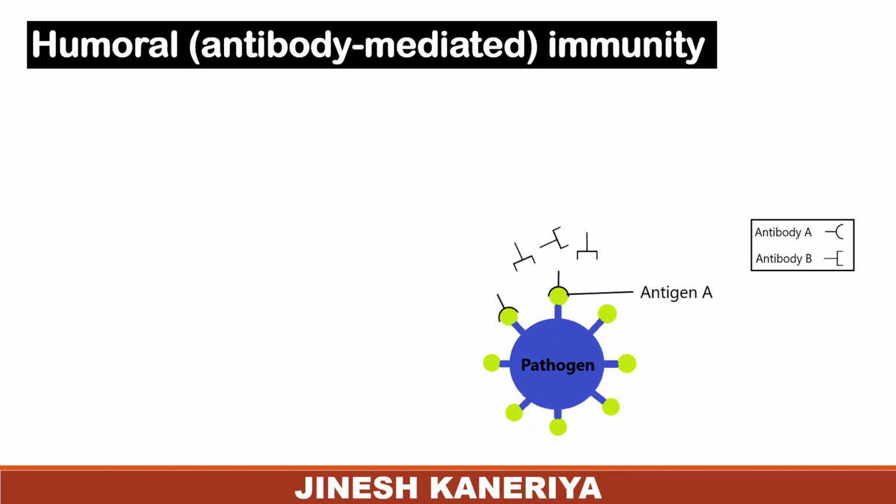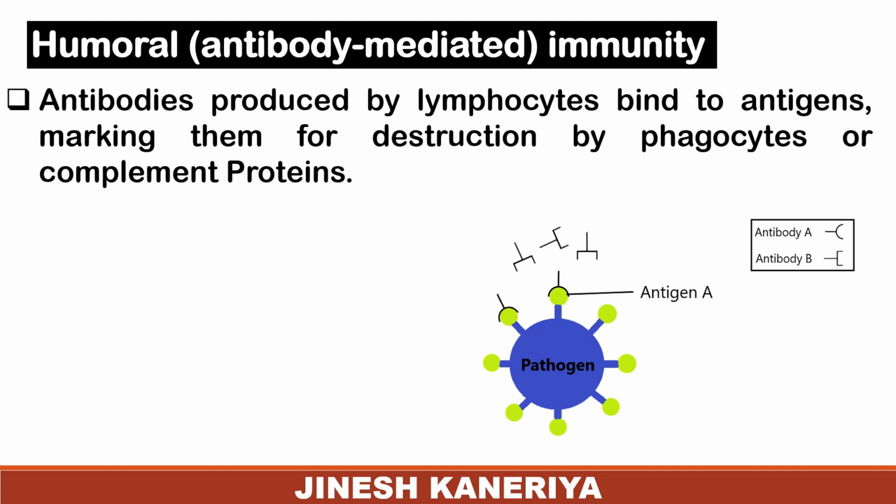First of all, we discuss humoral, antibody-mediated immunity. It is responsible for the pathogenic components that release the particular antigen, and then the antibody interacts with that antigen. Antibody produced by the lymphocyte can bind to the antigen, marking it for destruction via phagocytic cells or complement proteins. So these B cells produce specific types of antibody against the particular antigen.